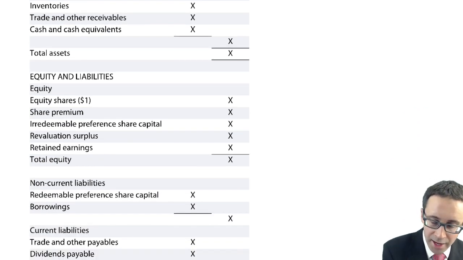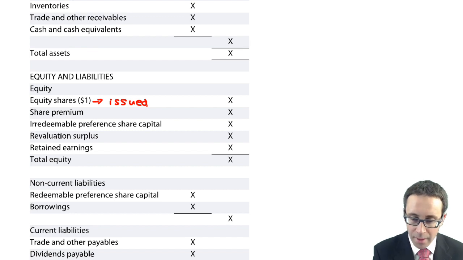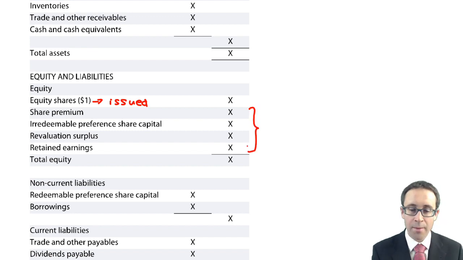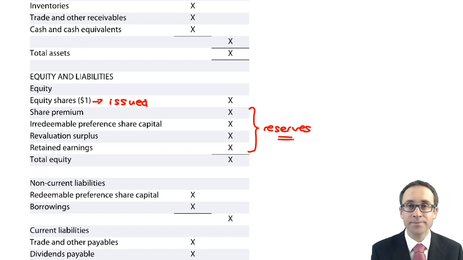Again, remember your equity shares that you show on the statement of financial position are your issued share capital, and then everything else that you have there, share premium, irredeemable prefs, revaluation surplus, retained earnings, they are all your reserves. And we show their movement within the statement of changes in equity.